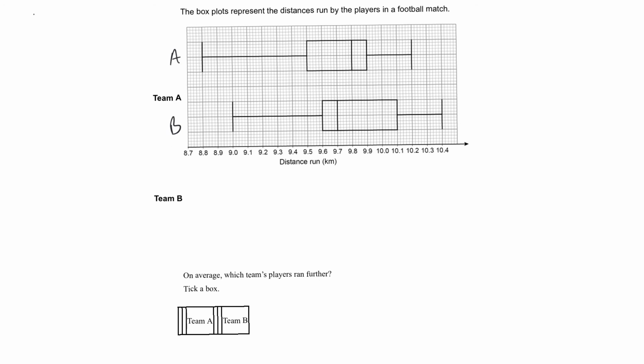You're probably going to think, oh, A, because A has the highest value. No, it's saying on average. And we know the average that we use in box plots is your median. And your median is represented by the middle lines. So we can see that the average of A is actually higher. So on average, team A run further than team B.